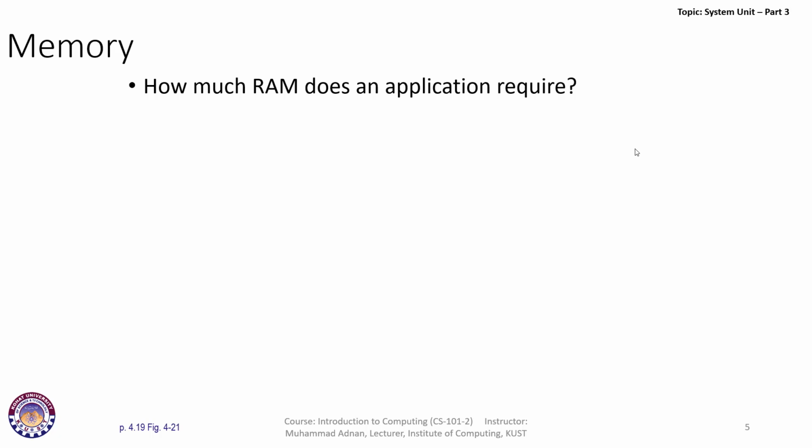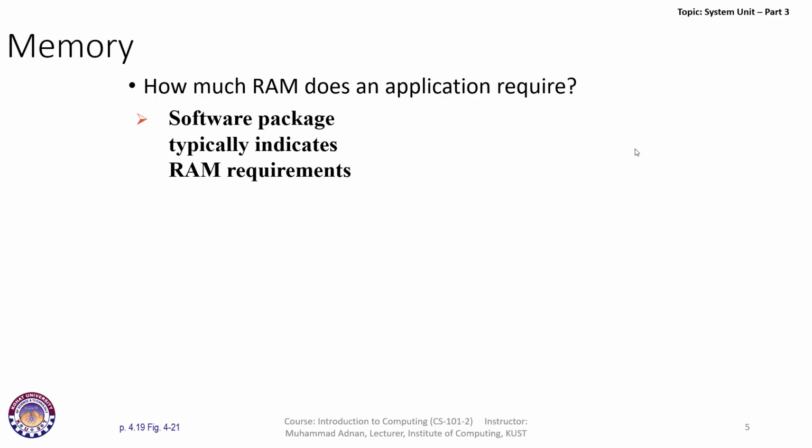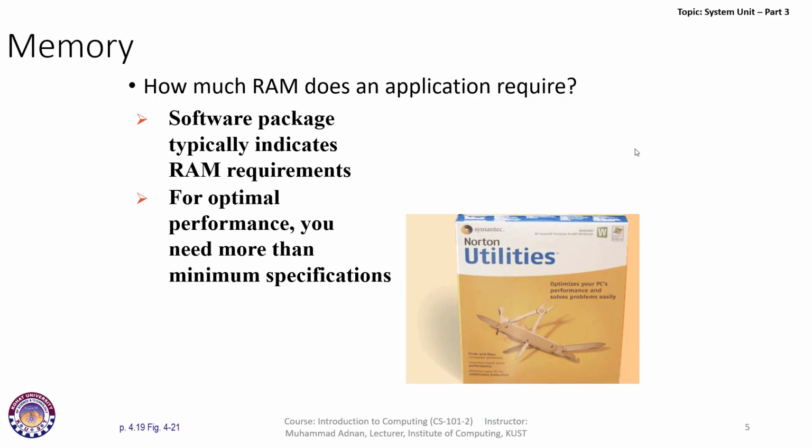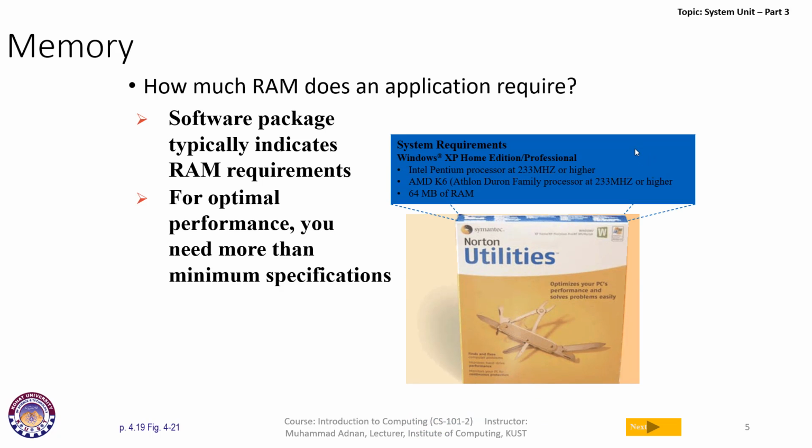So how much RAM does an application require? As I told you earlier, the more RAM you have, the better the computer performance, and you have less frustration, and you do not wait for a program to execute in a waiting state for a long time. Software packages typically indicate the RAM requirement. Whenever you buy a video game or antivirus software or other application software, they mention how much RAM they require. For optimal performance, you need more than the minimum specification.